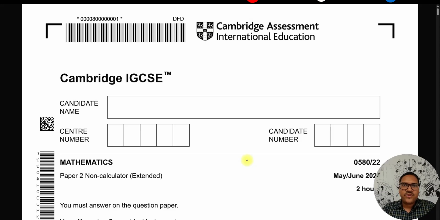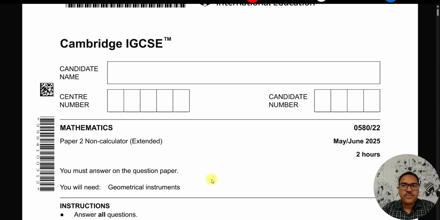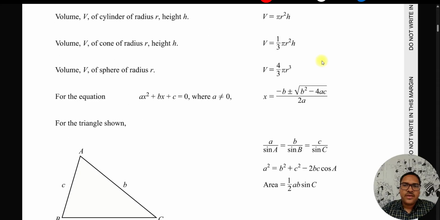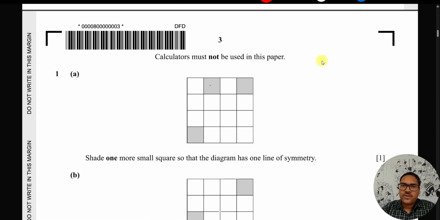Hello everyone. In this video, we are discussing the solutions of paper 58022 May June 2020. This is the non-calculator paper. Let's start with the first question. You can see these are the instructions. You can go through them. And now this is the first question.